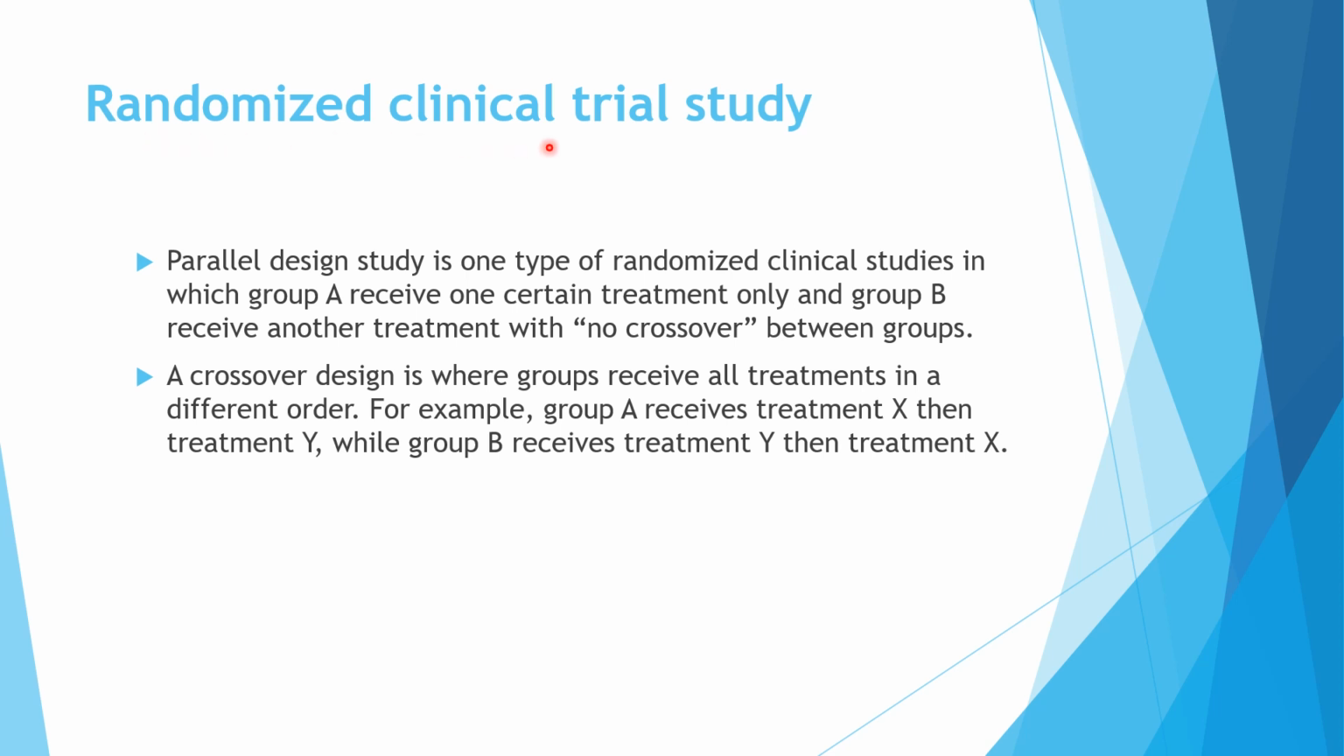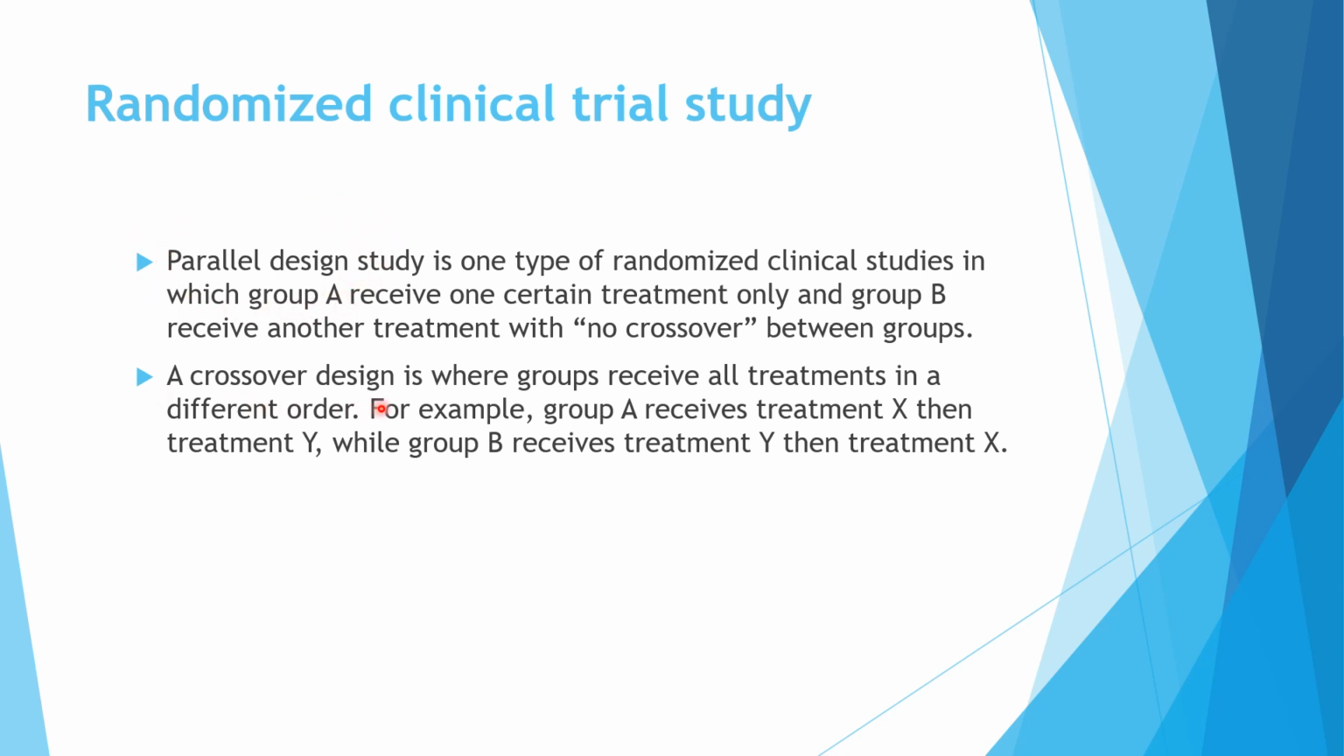There are two types of randomized clinical trial design. One design is called the parallel design, and this is the one which is mainly used in orthopedics, in which you have two groups. For example, group A will receive a certain treatment, and group B will receive another treatment with no crossover between the two groups. This is the parallel design. This is the design that is mainly used in orthopedics.